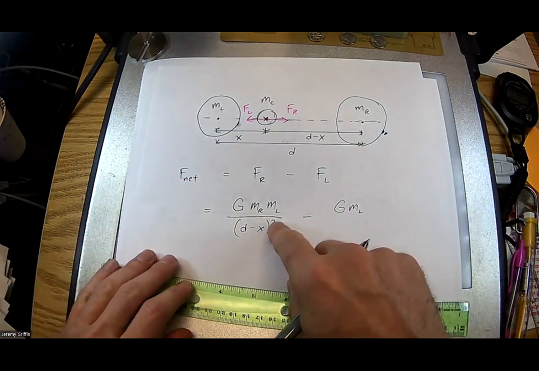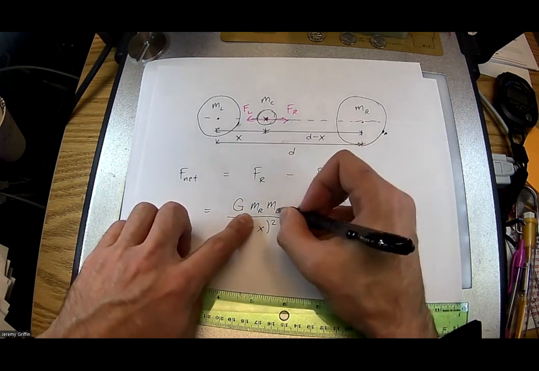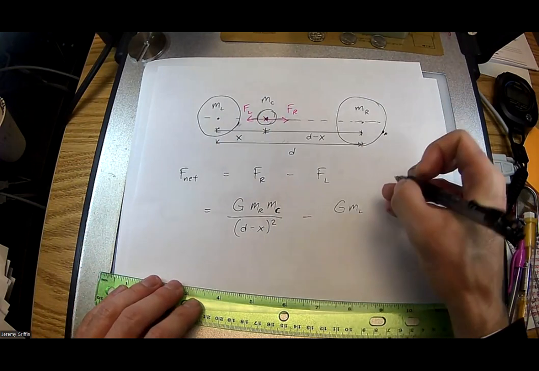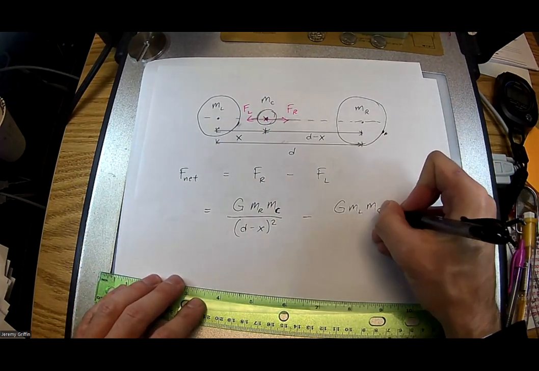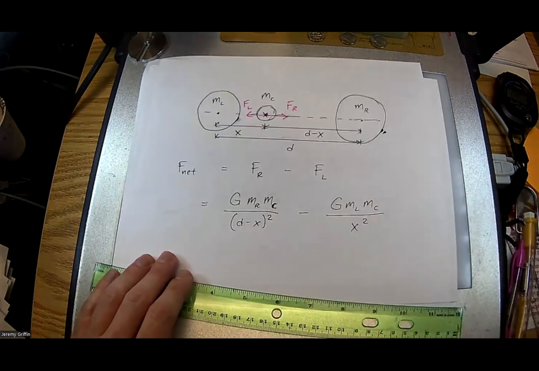Oh, whoops, I'm so sorry. Sorry, I need to amend this. Okay. Mass right times the mass in the center, because these are the two masses gravitationally attracting. Mass left, mass center, all divided by x squared. Right, okay.